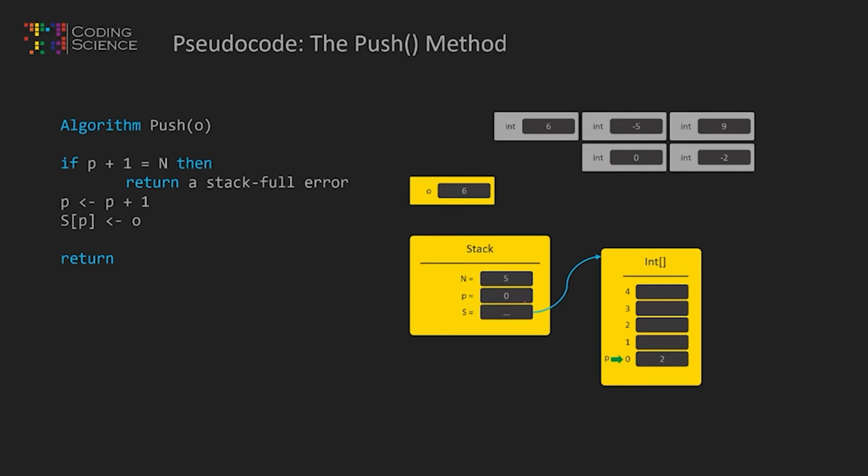So p plus 1, 0 plus 1 is 1. Then we will put that value 1 into p. Let's do it. There we go.